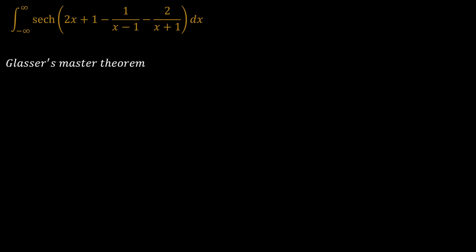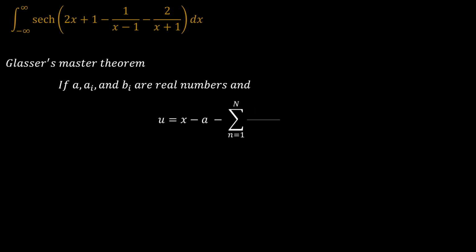So when we have this problem, we are going to use what is called Glasser's master theorem, which states that if you have a_i and b_i that are real numbers, and then we have an expression u which equals the variable x minus the real number a minus the summation of the absolute values of a_n over x minus b_n.